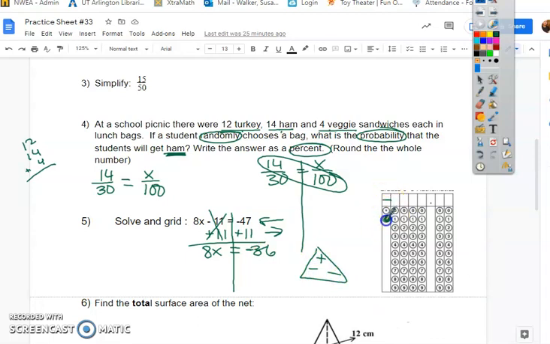Super important because I don't want you to get through all of this and then miss it because of the negative.